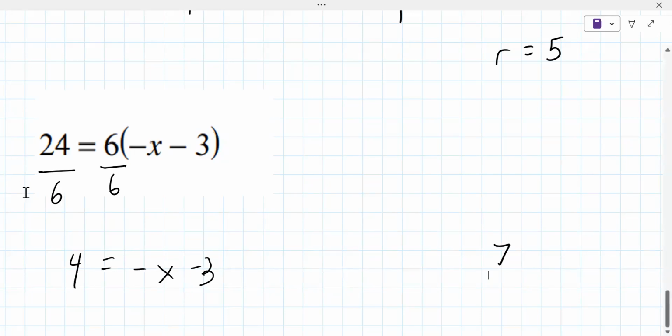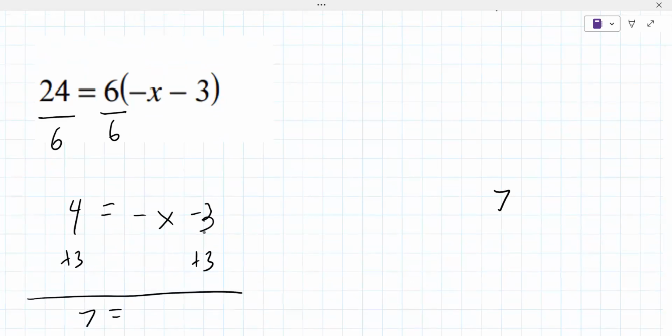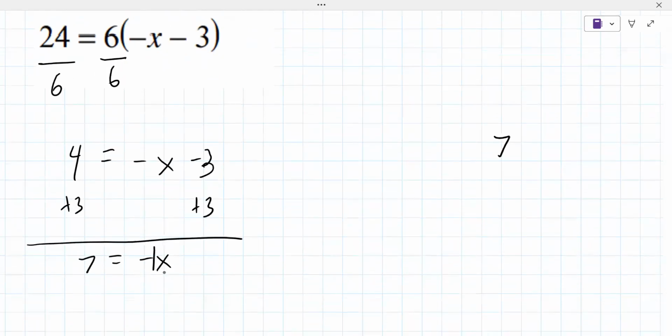But from here, I mean, we haven't done it like this. You would add 3 to both sides. So you get 7 equals -x. Now that's not solved for x, that's solved for -x. You have to undo this -1 in front. How do you do that?